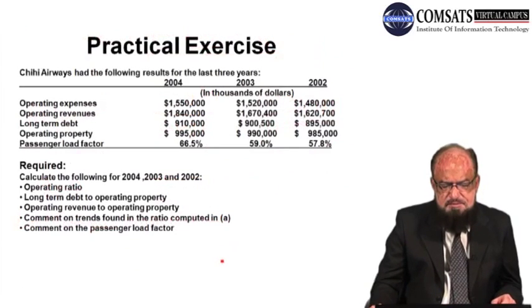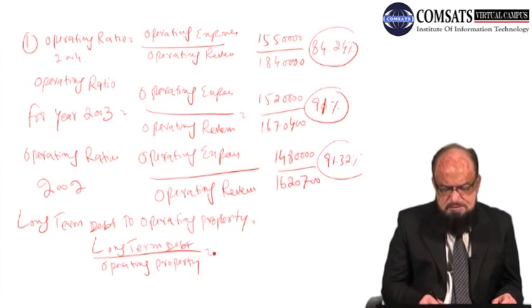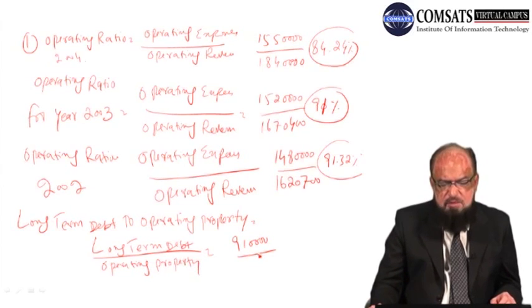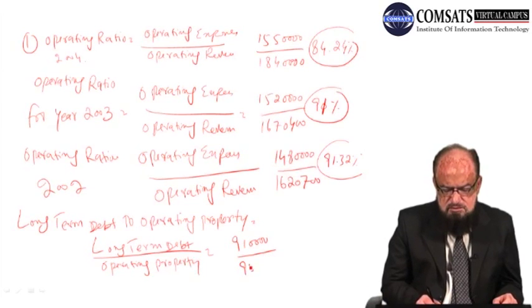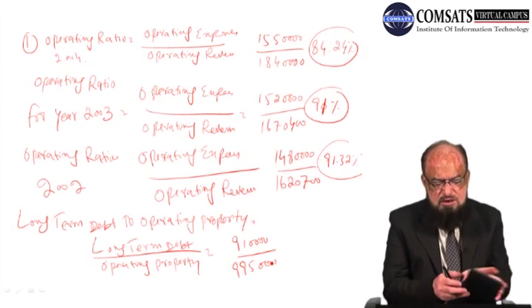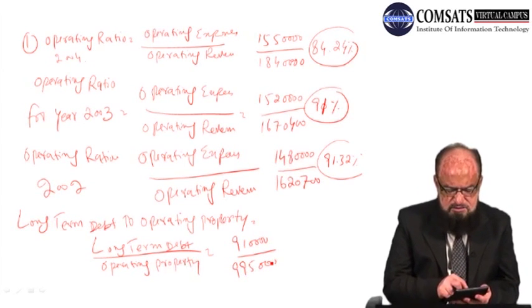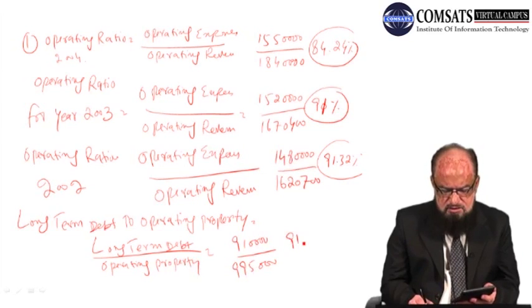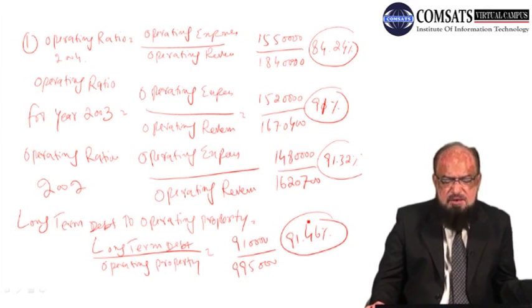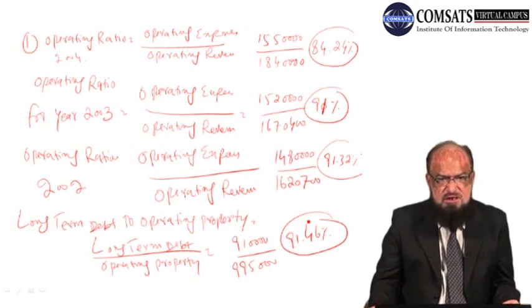Long-term debts are given, that is 910,000, divided by operating property, which is also given, 995,000. It is a simple calculation: divide 910,000 by 995,000 and multiply by 100. It comes to 91.46%, which means the share of debts in your total operating property is 91.46%.